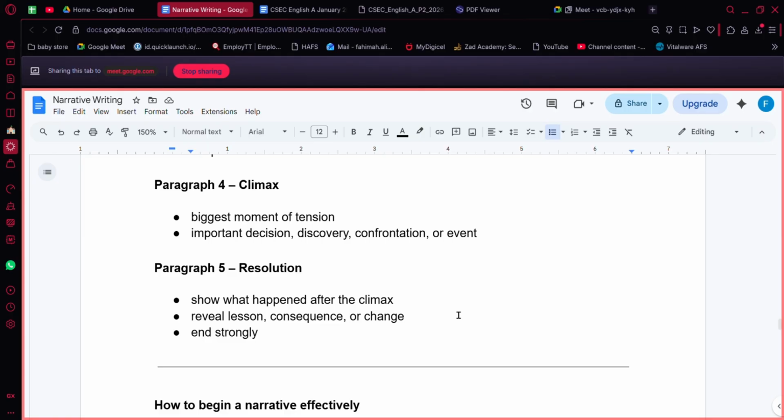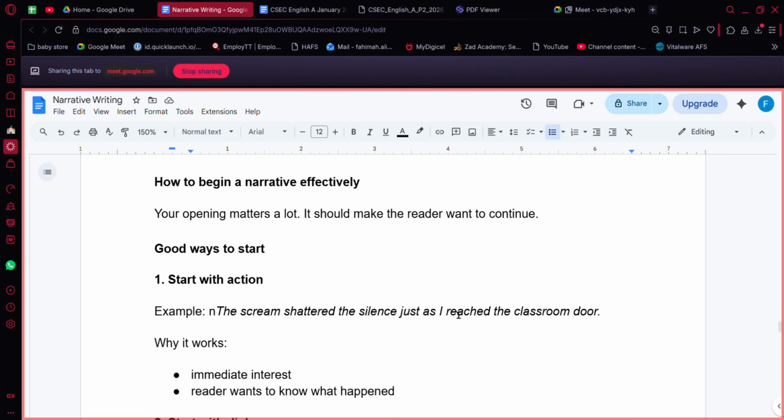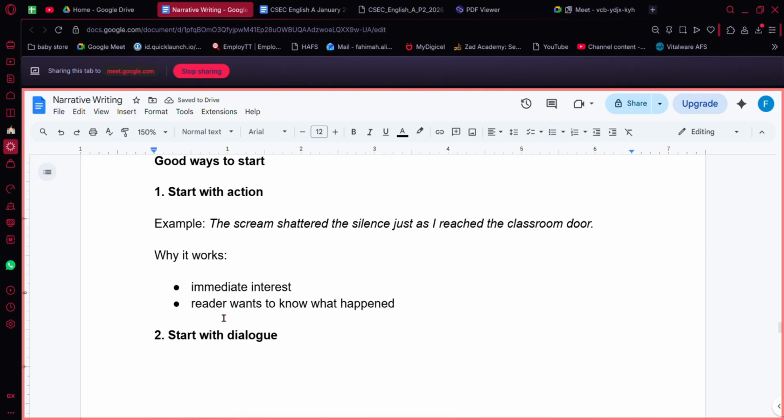So, in my experience with teaching students narrative and reading students' papers, the hardest part is starting your story. So a few ways you can start your story is to start it with some kind of action taking place. For example, the scream shattered the silence just as I reached the classroom door. So that is an action. The scream is an action. Me walking to the classroom door is an action. This works because of immediate interest.